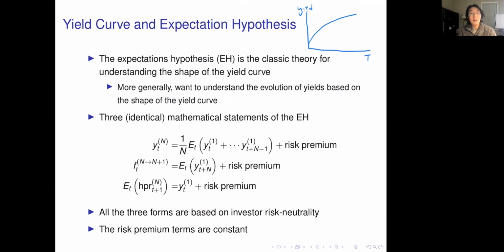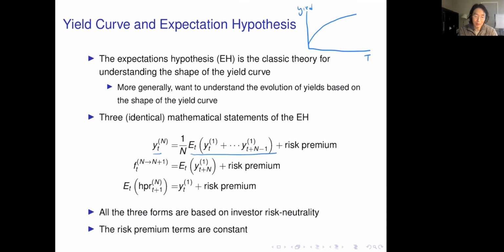And one theory for understanding the shape of the yield curve is the expectations hypothesis. In other words, the expectations hypothesis is telling us that the shape of the yield curve is the prediction of the future yields. Now, we have three identical statements of the expectations hypothesis. The first one is that the n-year yield is basically the average of the future interest rates.